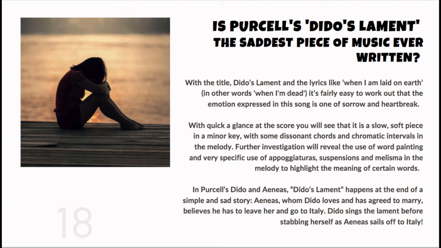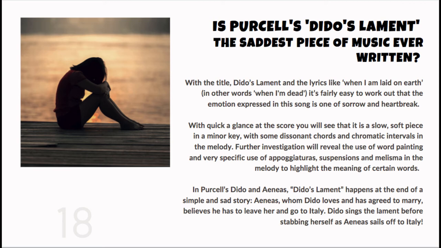With the title, Dido's Lament, and lyrics like, "When I am laid on earth," in other words, when I am dead, it's fairly easy to work out that the emotion expressed in this song is one of sorrow and heartbreak. With a quick glance at the score, you will see that it is a slow, soft piece in a minor key, with some dissonant chords and chromatic intervals in the melody.